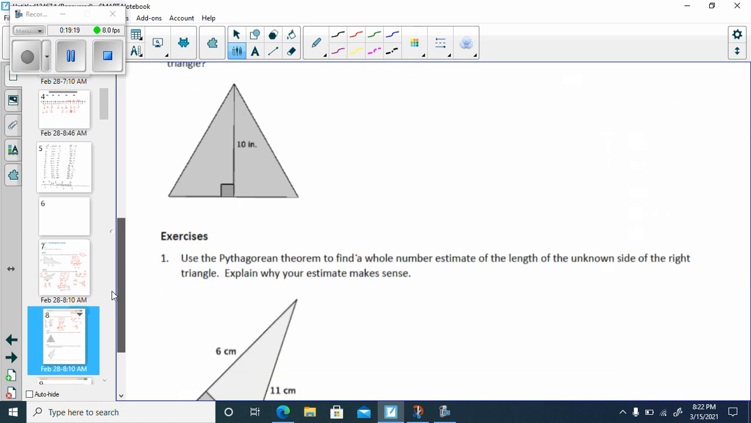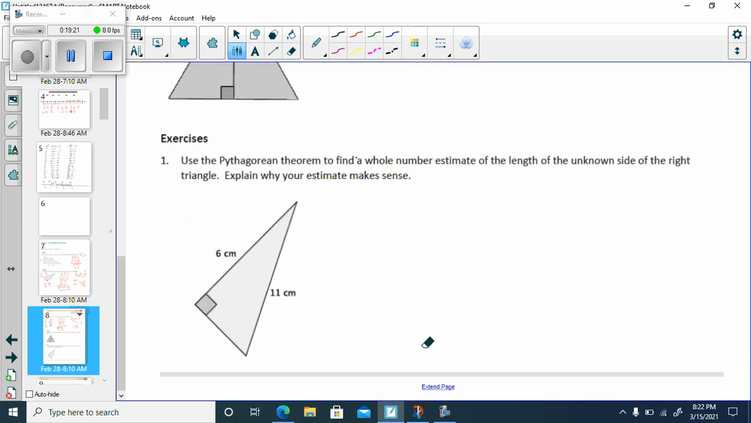Now, we're not going to do 4. We're going to look at the bottom of the page where it says exercises number 1. Let's do the same thing here. We're trying to find this side length, right? We know that our C is across from the right angle. A squared plus B squared is equal to C squared, all right?